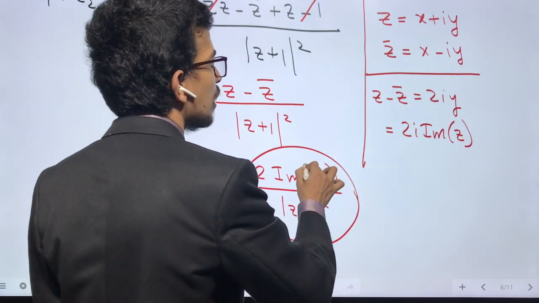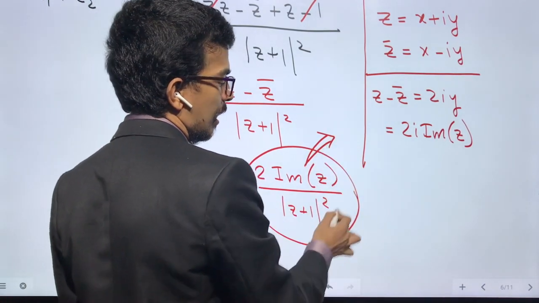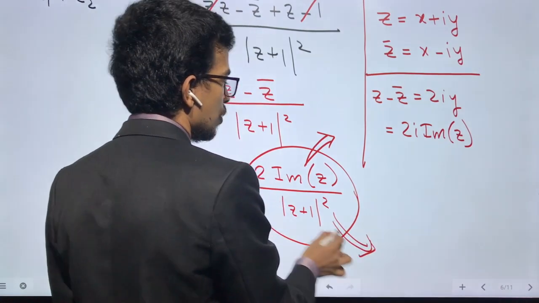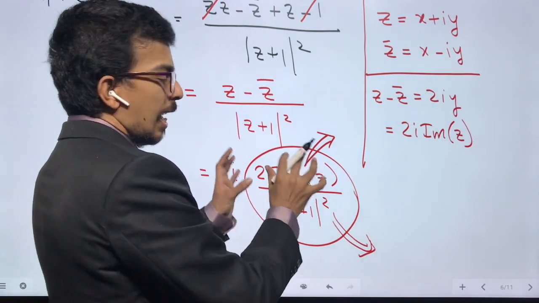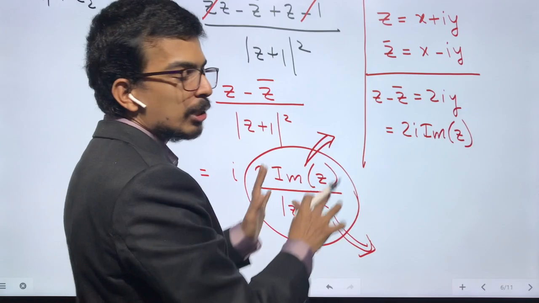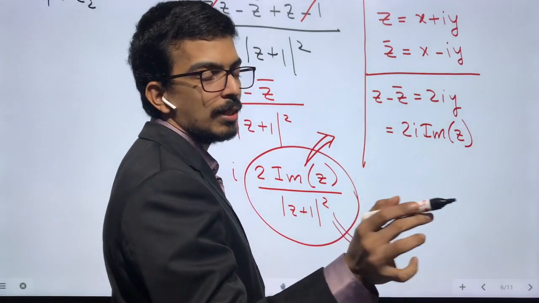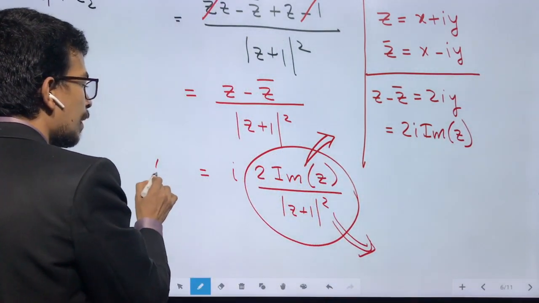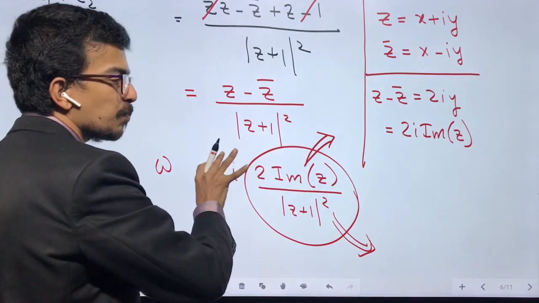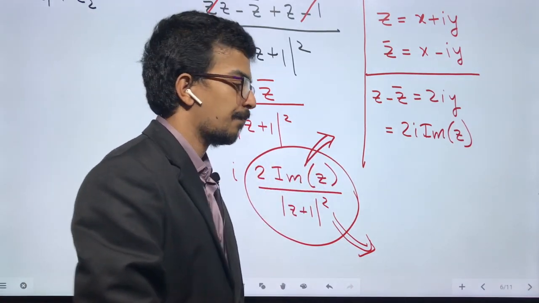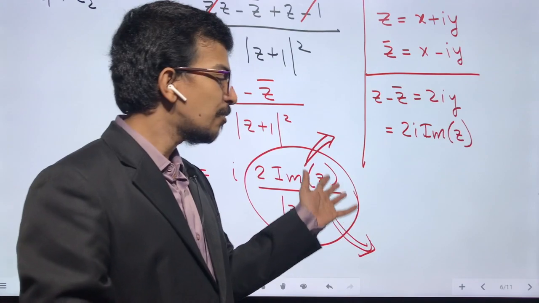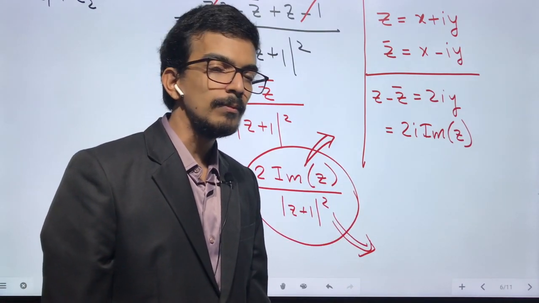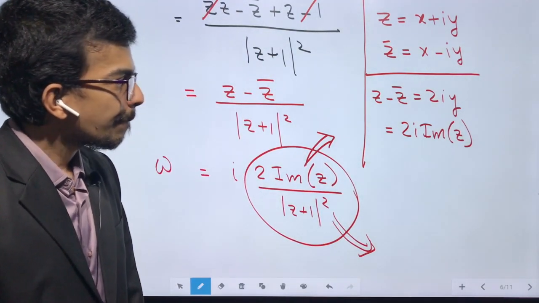So this is a real quantity. Why? Because imaginary part of a complex number is real. This is also a real number. So we are left with i multiplying a real quantity, which is purely imaginary. So the real part of this quantity is 0 because it's purely imaginary. That was our fifth way of doing it.